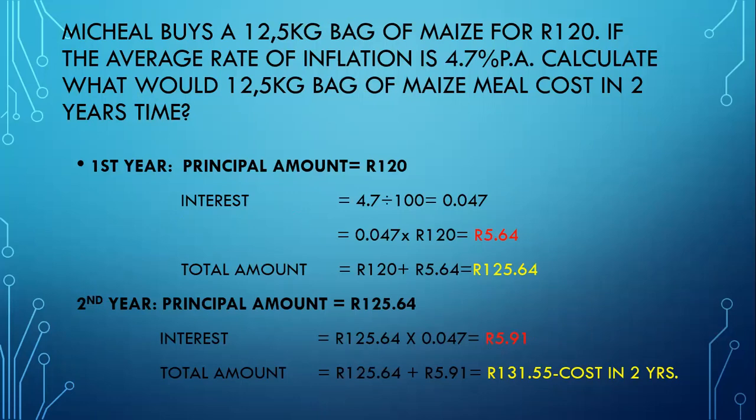So here, Mike buys a 12.5 kg bag of maize meal for 120. If the average inflation rate is 4.7% per annum, calculate what the 12.5 kg bag of maize will cost in 2 years' time. So the first step here is to calculate how much it will cost in 1 year. After 1 year, it will cost 125 rand and 64 cents. And then after the second year, it will cost 131 rand and 55 cents. The same method as the compound interest.